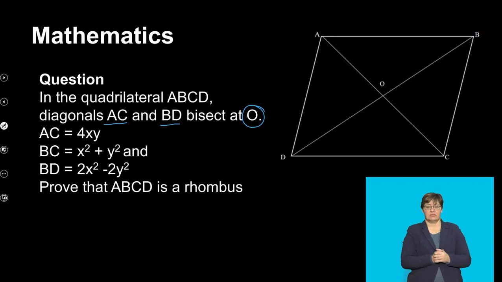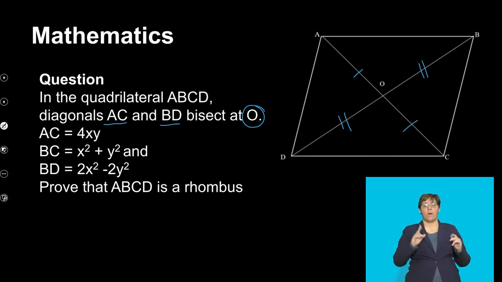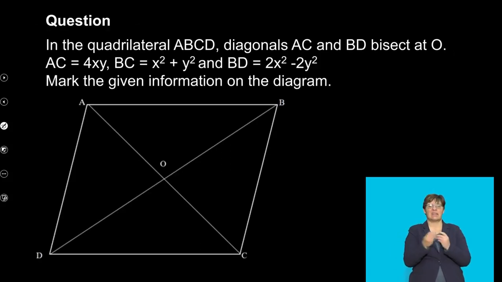So AC and BD, making this equal to that, making this equal to that. Immediately I know that it makes this a parallelogram, right? And then what do I now want to do? I want to prove that this is a rhombus. So before that, let's just add a few of the things that we know. So we know that this will be the same as 2xy, and that will be 2xy, because it is bisected, right? We were told that this is bisected.